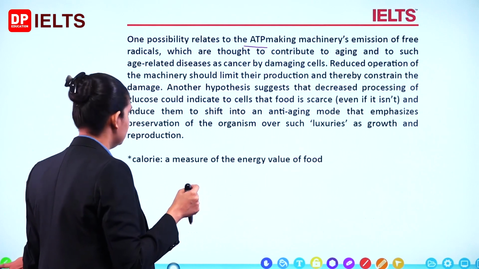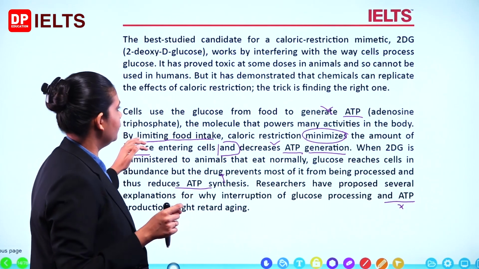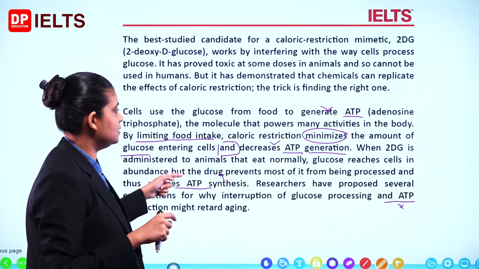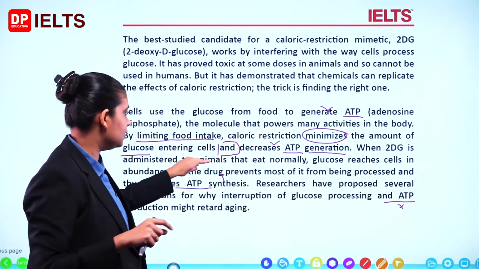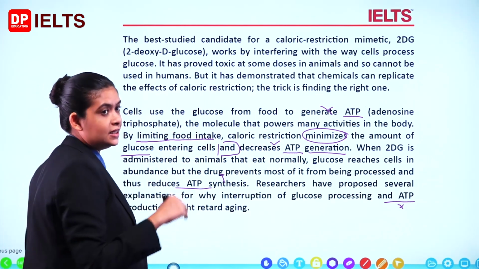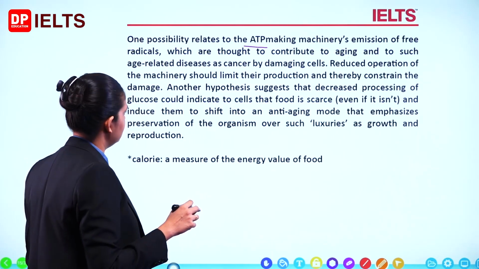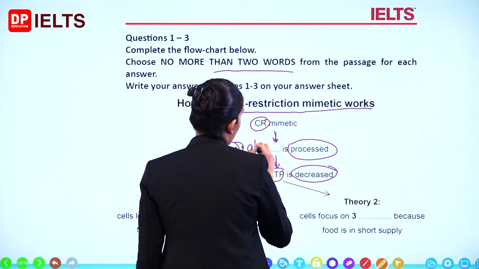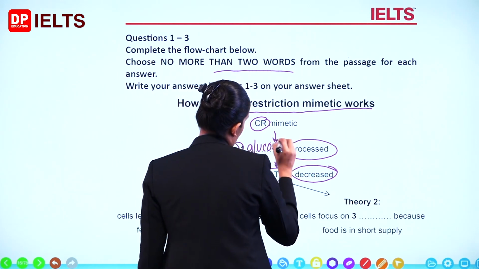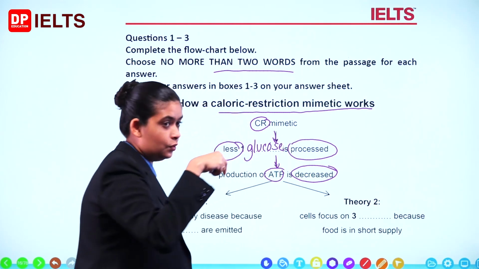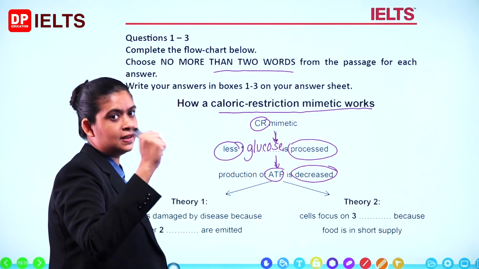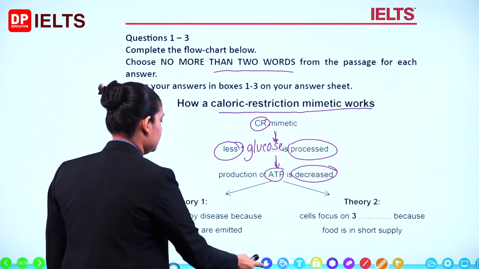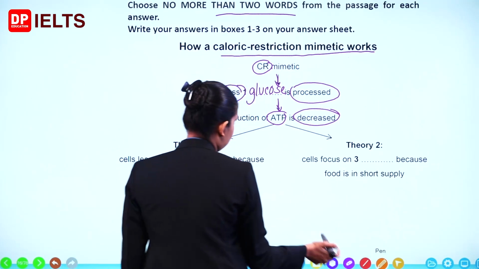So what happens? The amount of glucose, right, entering the cells reduces and the production of ATP reduces. So what is here? Less glucose is processed because the amount of glucose entering reduces. So less glucose is processed, which means the production of ATP is decreased. Now there are two theories here. What are the two theories?